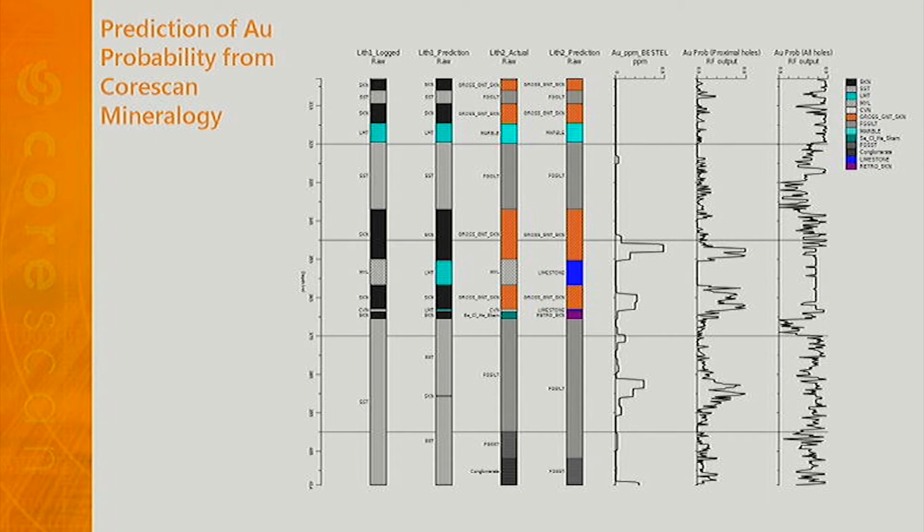And this is possible with a combination of human logging and computer learning and machine learning. So we need that chief geologist or that senior geologist to help define that logging. But then once we have that, we're able to do, as you can see, a fairly good job of actually predicting grade downhole.